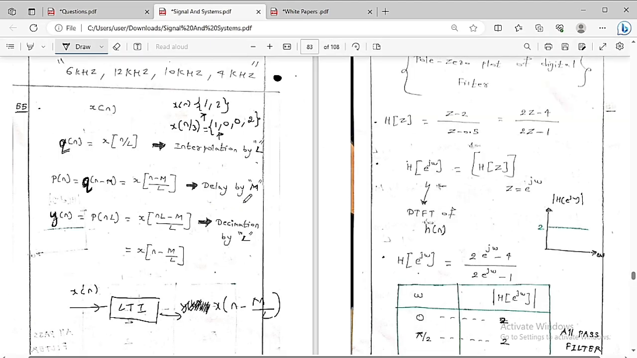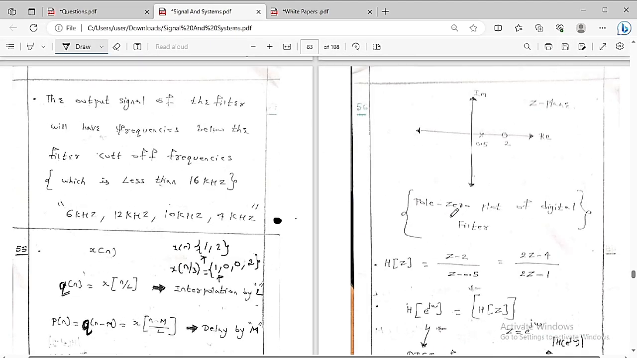So let's solve this numerical. We have drawn the picture: the real part of z, the imaginary part of z, and the z plane. Here the zero is at 2 and the pole is at 0.5. So this is the pole-zero plot of the digital filter.